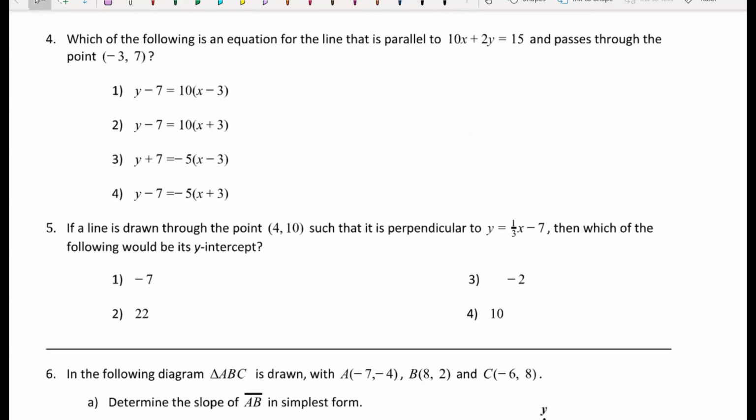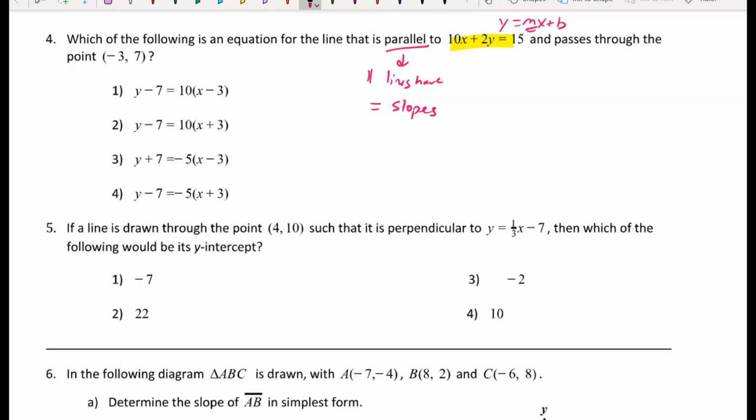Number 4, which of the following is an equation for a line that is parallel to this given line and passes through the point -3, 7? Well, one thing you need to remember is that parallel lines have equal slopes. So if I want it to be parallel to this line right here, it needs to have the same slope. The problem is, this equation isn't in y equals mx plus b form yet. So I can't identify my m or my slope.